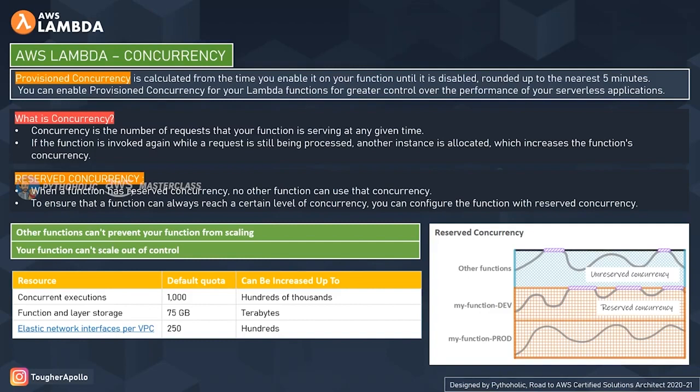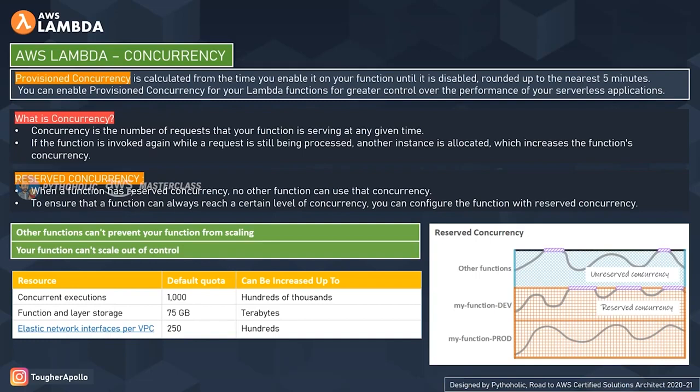Concurrency is the number of requests that your function is serving at any given time. So Lambda has your function that you have written and uploaded, and if a single user makes a call to the function, it is considered a single request because it is a single call or single execution. So the number of requests that your function is serving at any given time, we consider as concurrency. When you make a call and execute a Lambda function, AWS Lambda allocates an instance to it in order to process the request. And once the function execution finishes, it can handle another request.